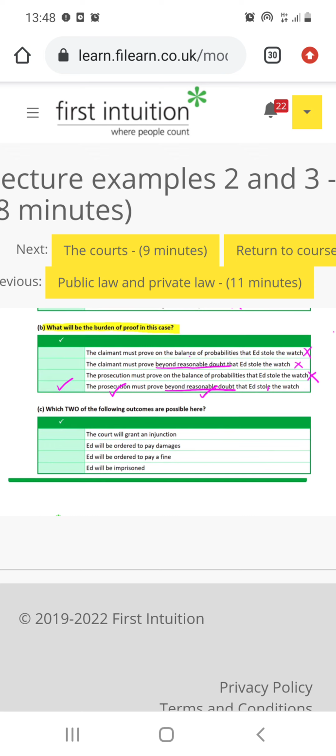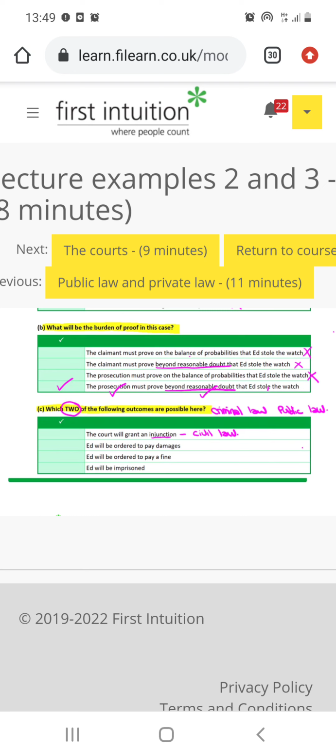In our part C here, which 2 of the following outcomes are possible here? Once again, read the question properly. We need to tick 2 correct answers. And remember, we're looking at criminal law in this lecture example 3. So the first one here, the court will grant an injunction. And remember, back to our nice table that we had, this is actually an outcome of civil law.